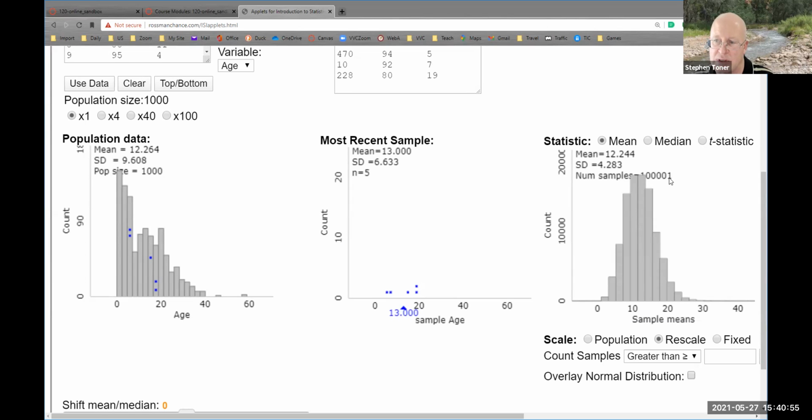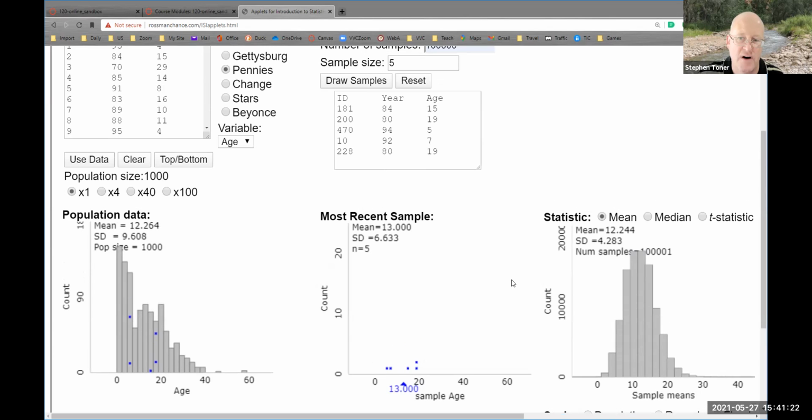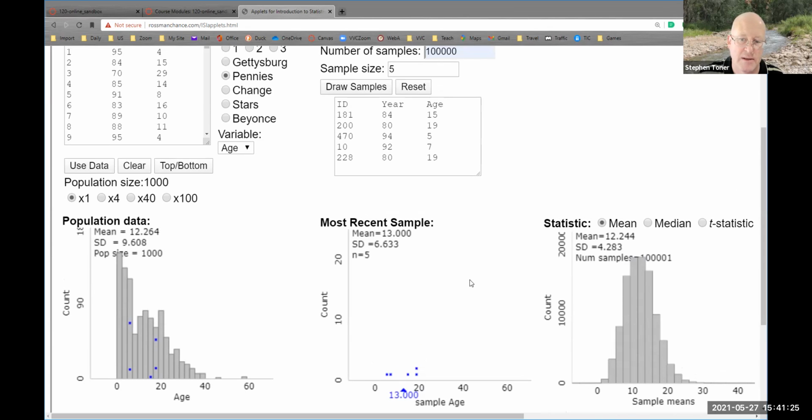Notice how we have 100,001 samples. Notice how we've got a mean and a standard deviation, but look at the shape. If I were to click on this overlay and normal distribution, looky there, that looks pretty much like a normal distribution. Are the ages of the pennies normally distributed? No. This is going to be the mean of a sample of size 5. I probably should have illustrated this a little bit better.